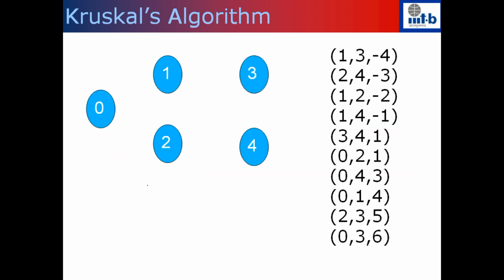So this is the initial MST that I have. The set of edges that are given in the graph is given on the right hand side. This is in the increasing order. There are negative edges. Okay.